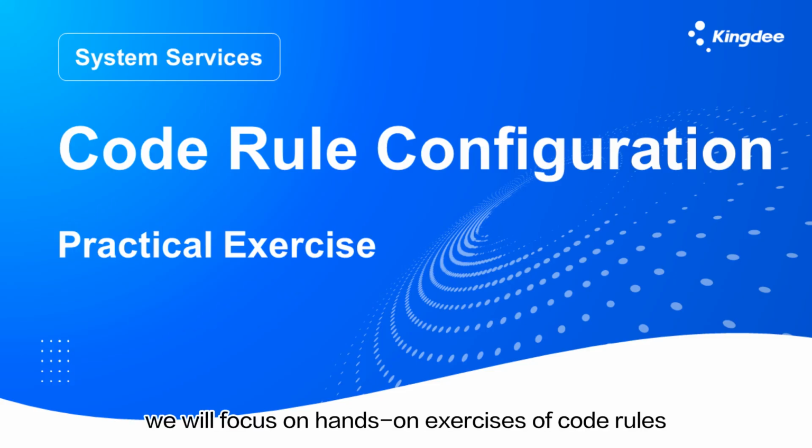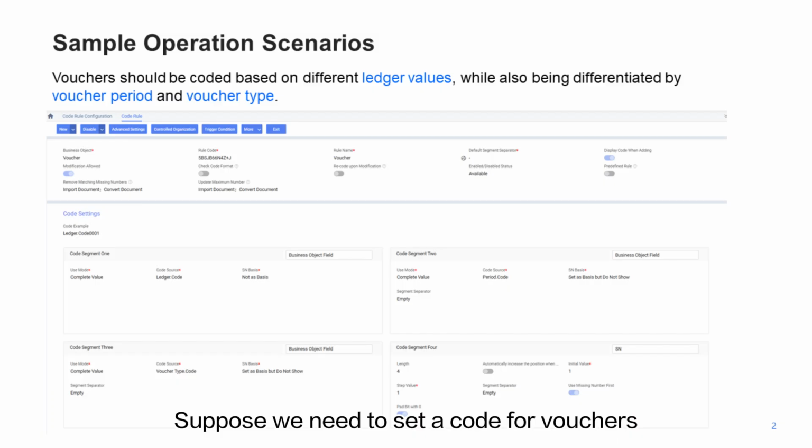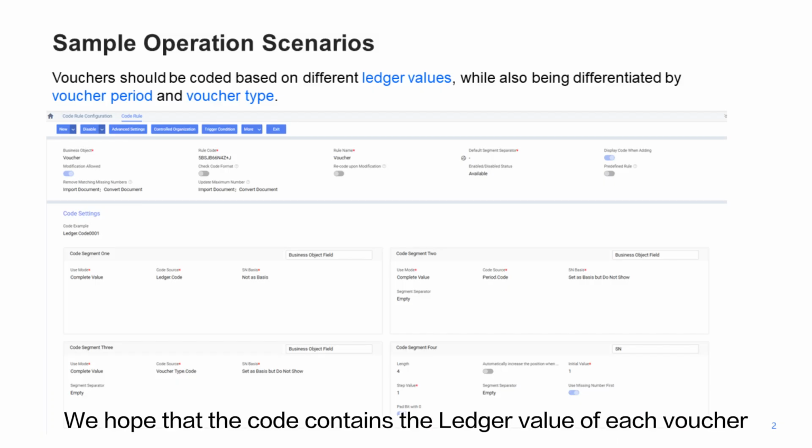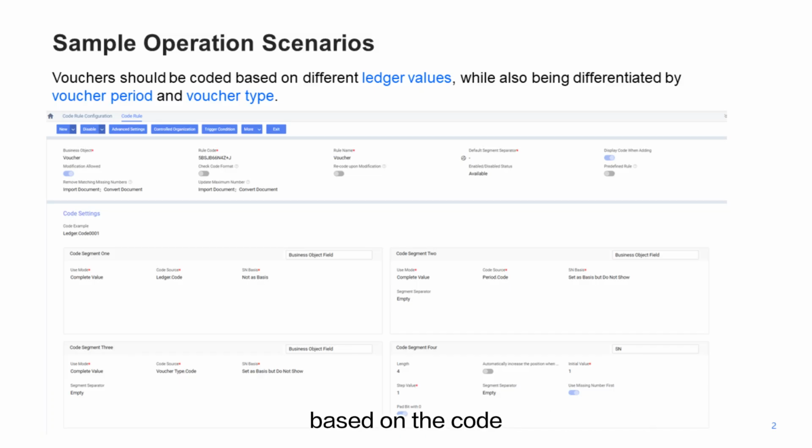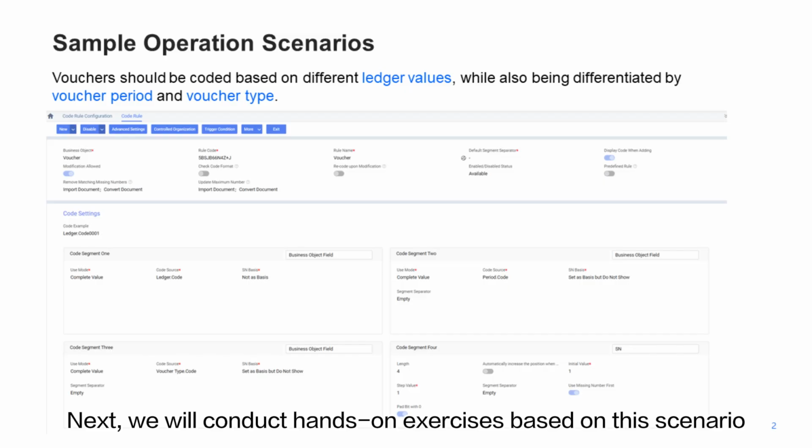In this session, we will focus on hands-on exercises of code rules. Suppose we need to set a code for vouchers. We hope that the code contains the ledger value of each voucher, so that we can distinguish vouchers from different ledgers based on the code. We also want to differentiate serial numbers based on the voucher period and voucher type. Next, we will conduct hands-on exercises based on this scenario.